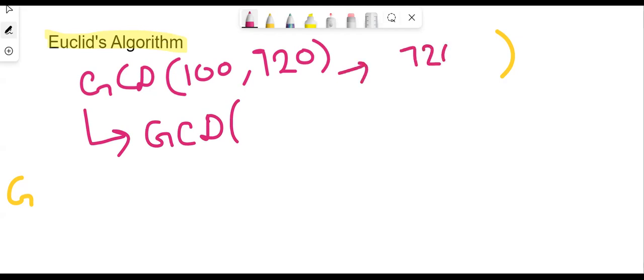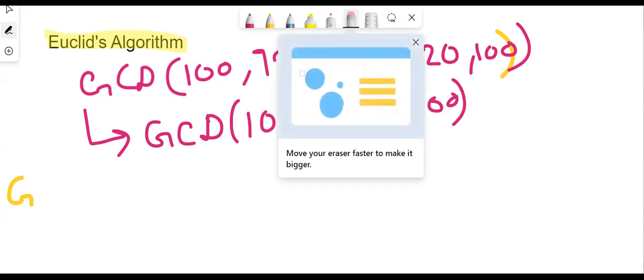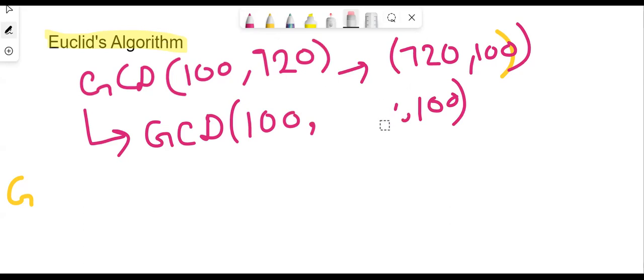If we follow Euclid's algorithm, it will first consider GCD of 720, 100, because we want A to be the greatest number. If you want to perform it vice versa, it can also happen, but we're considering A to be greater and B to be the lesser one. So now B will come here, comma, 720 mod 100. This is actually going to be 20 only. 720 mod 100 will be 20 itself.